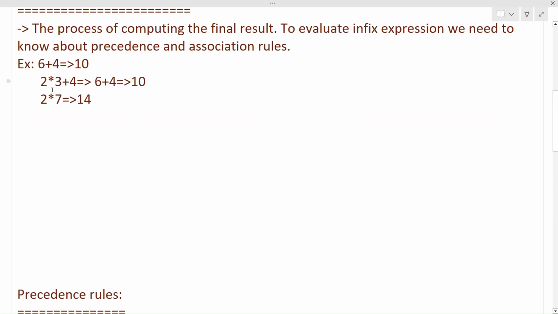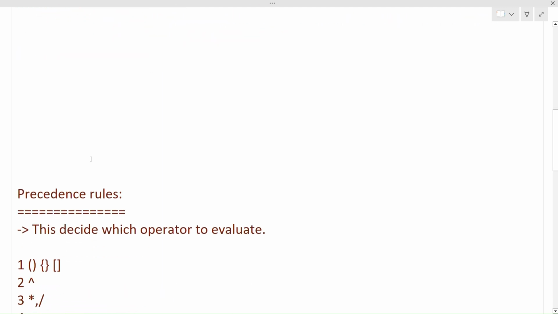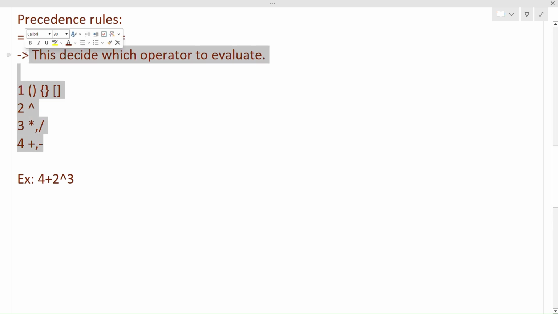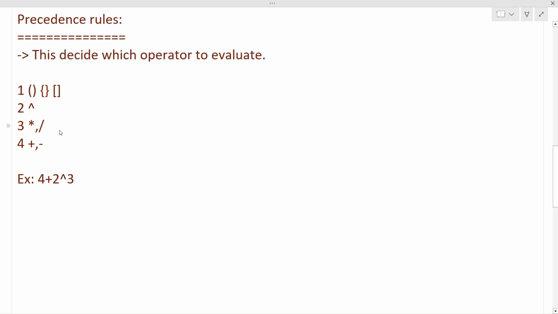As you can see here, first we evaluated multiplication and then we evaluated plus. These two ways we did, but precedence tells which operators need to be evaluated first and which operator needs to be evaluated after that. These are precedence rules. Now I am discussing only the binary operators. A binary operator is an operator which requires two operands, and in this video I am going to explain only binary operators. So all these are binary operators. We also have unary operators and ternary operators.